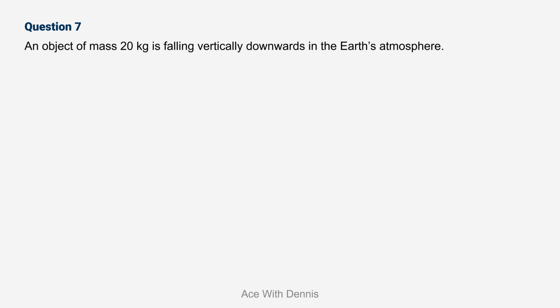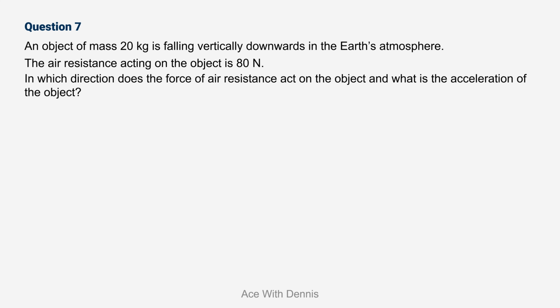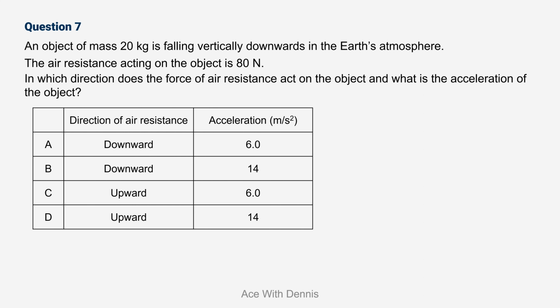Question 7. An object of mass 20 kilograms is falling vertically downwards in the Earth's atmosphere. The air resistance acting on the object is 80 newtons. In which direction does the force of air resistance act on the object, and what is the acceleration of the object? Here are a few options.